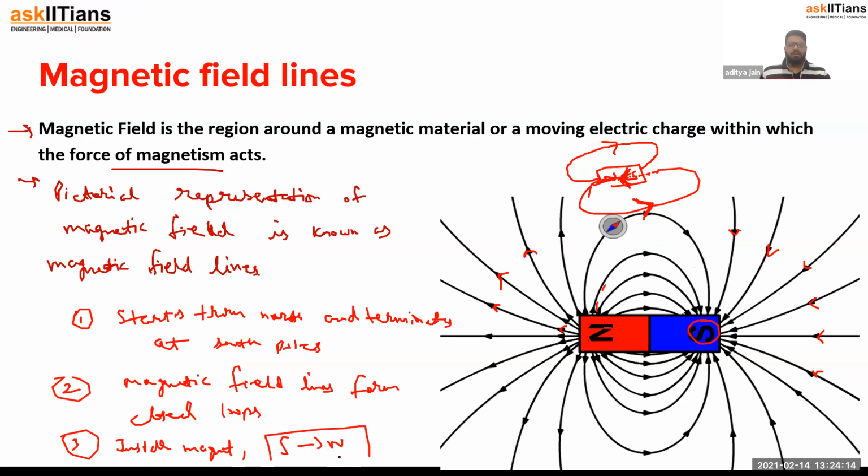So we have studied three properties: magnetic field lines start from the north pole and terminate at the south pole. Magnetic field lines form closed loops. And third, inside the magnet, the direction of magnetic field lines is from south to north. This is the direction, south to north. Clear?